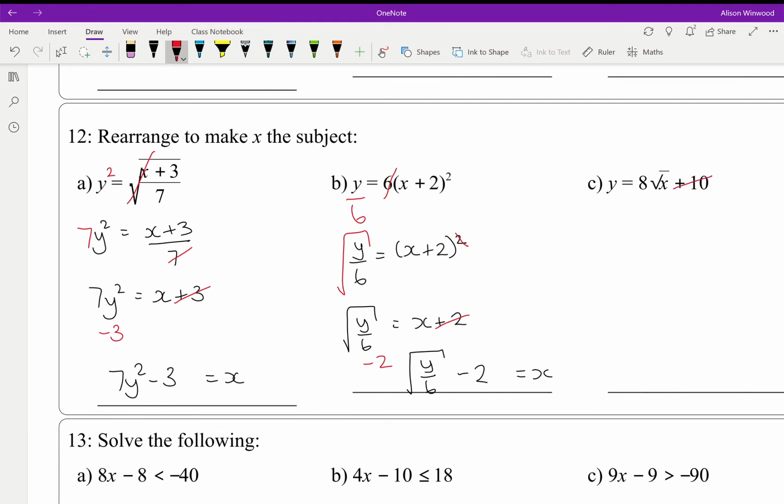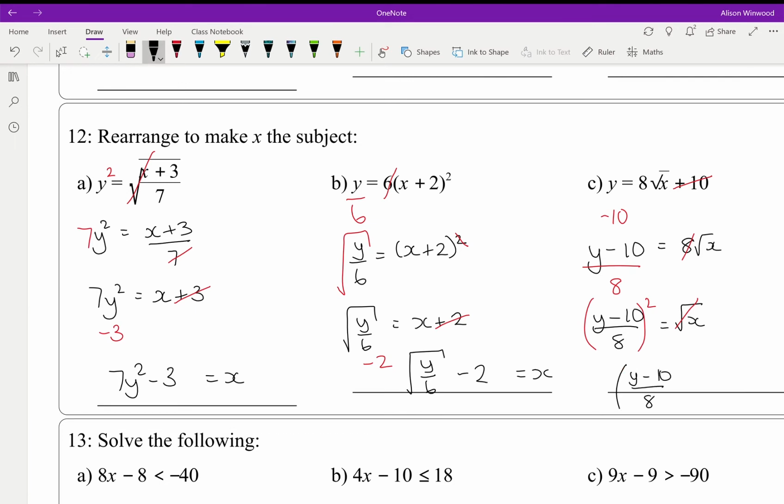Opposite of add is subtract. Opposite of multiply is divide. And the opposite of a square root is to square. So we get all of y subtract 10 over 8 squared equals x.